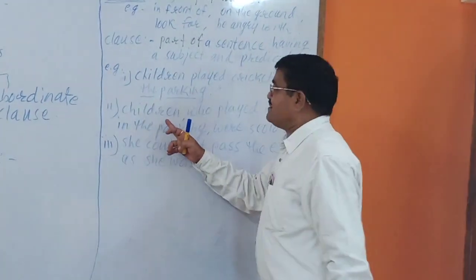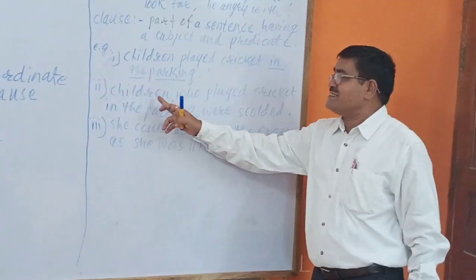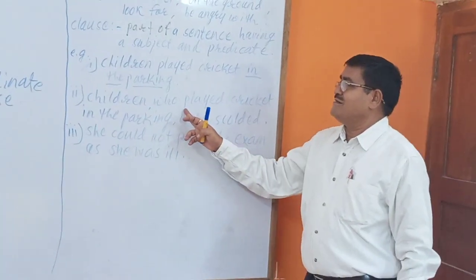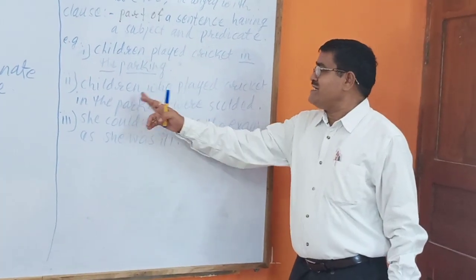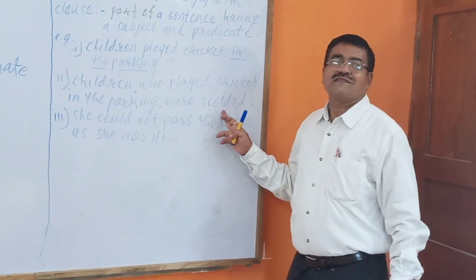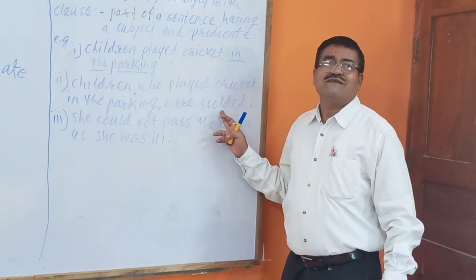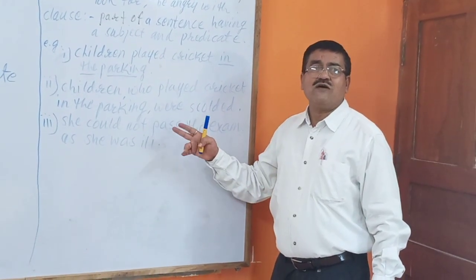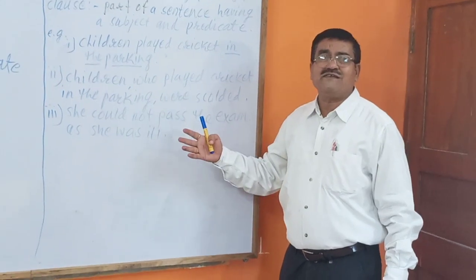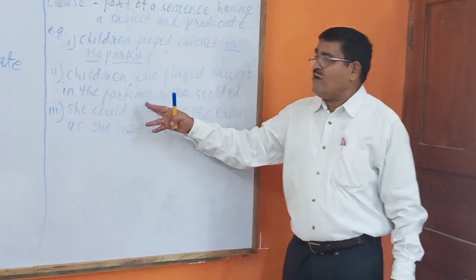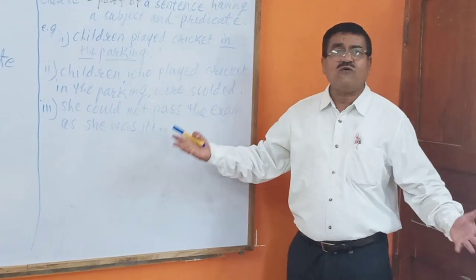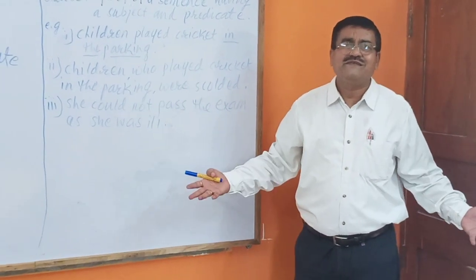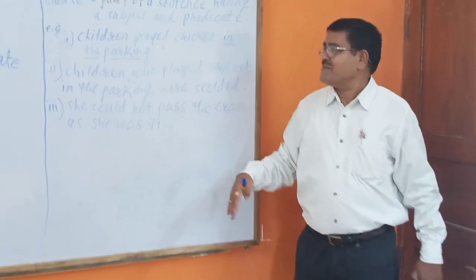in the second example here, children were scolded. This is the main clause. It is called main clause or principal clause or independent clause because on its own it can make a complete sense. Children were scolded. Complete sense.